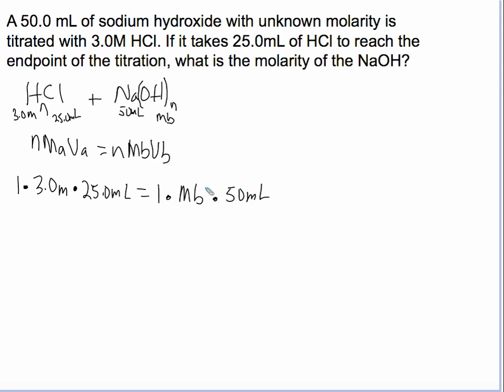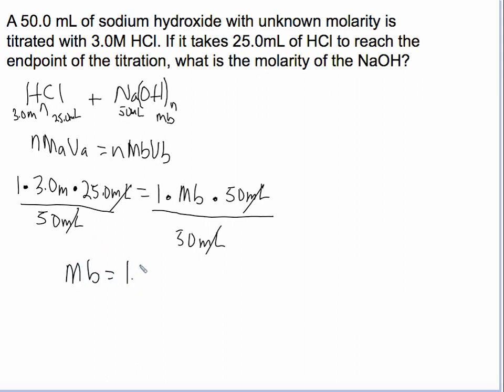50 milliliters. Then we're going to solve for the molarity of the base by dividing by everything on the molarity base side. We're going to divide this side by 50 times 1, which is 50. The milliliters cancel. If you do that, you end up with the molarity of the base being 1.5 molar. All right, so that's question number 1.